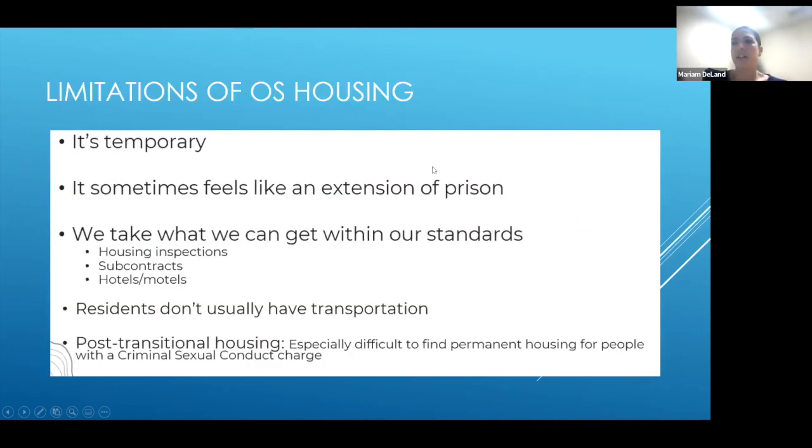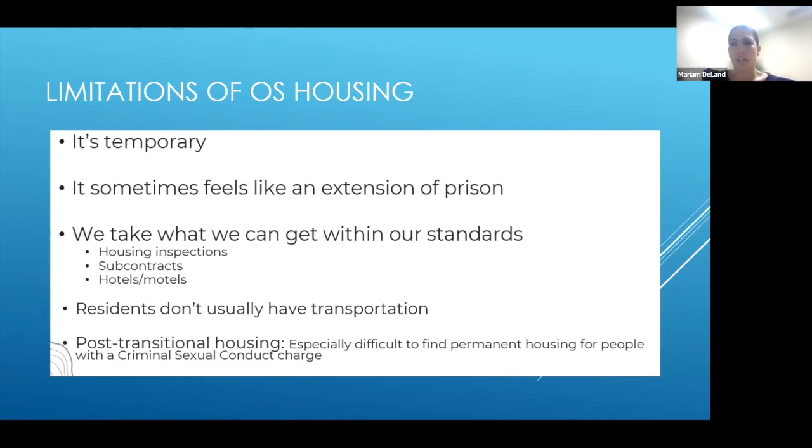Some of the limitations of our housing. What's cool about our housing, and I'm going to talk about it in a minute, is that we hopefully lift some of the burden from homeless service providers by doing some planning for people who are under parole supervision. But it's not a permanent solution. It's temporary in nature. Our goal and our guideline is currently to have people in housing up to 90 days. Now, some people get out on their own much sooner and some people stay much longer. But overall, a limitation is that it's temporary.